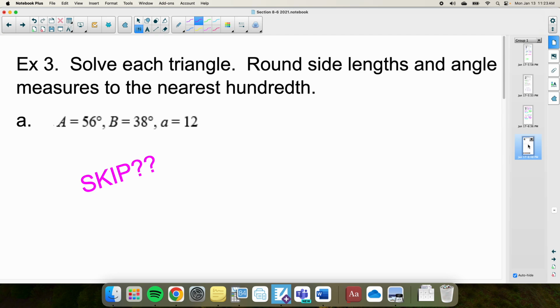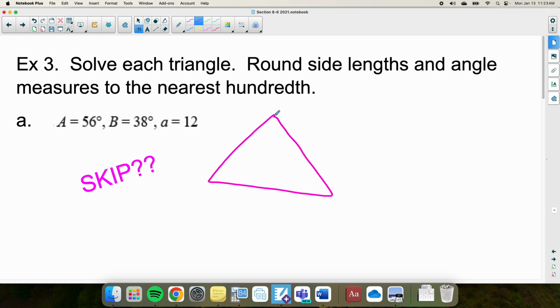Now, this one, if you struggle, what I would tell you guys to do if they give you this is just sketch it out, okay? Just go A, B, C, little a is 12, and they give you that this is 56 and this is 38, and you want to find little b and little c as well as angle C. So just sketch it out, and then you're going to be right back to where you would have been, okay?